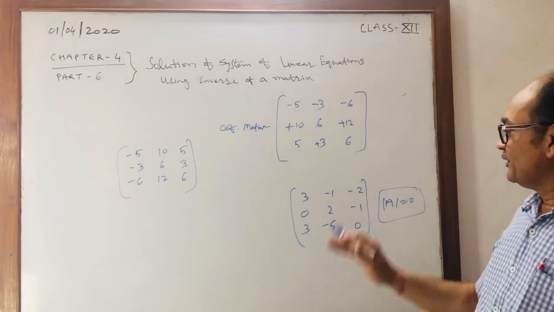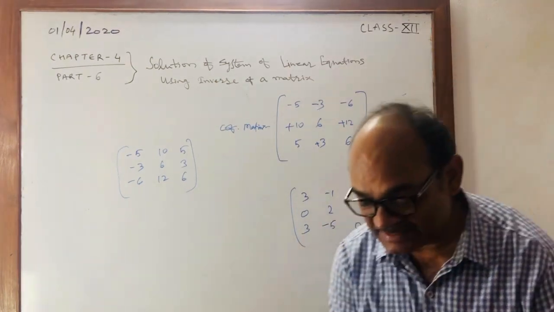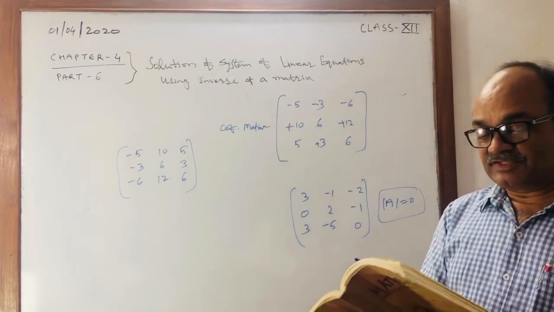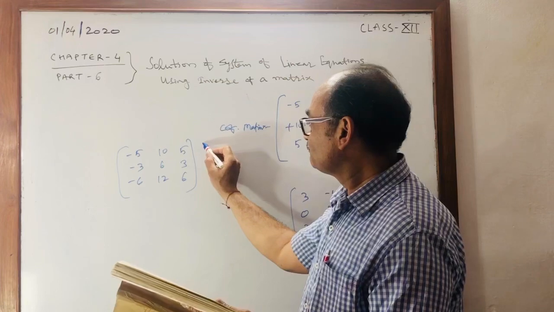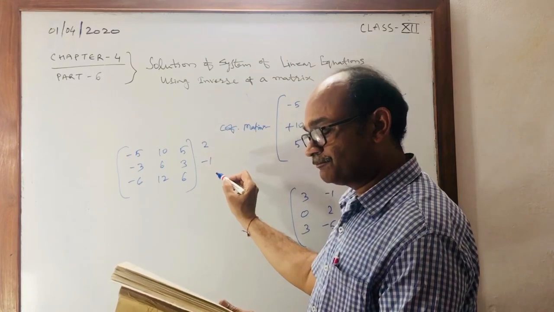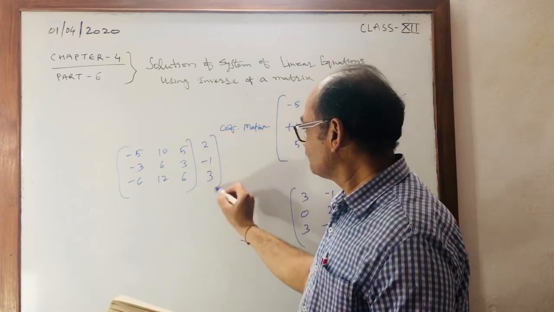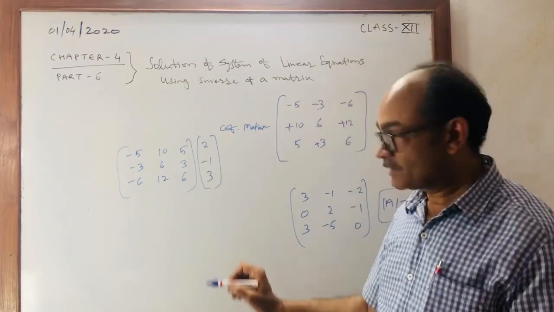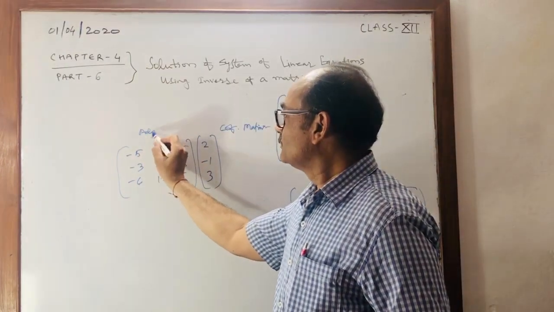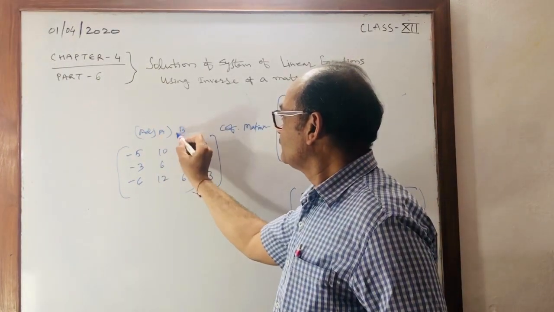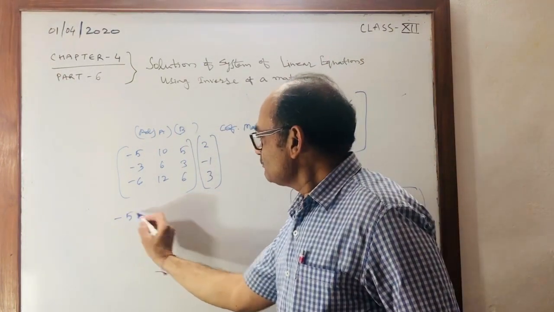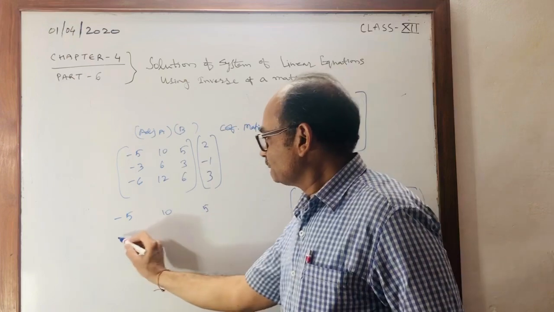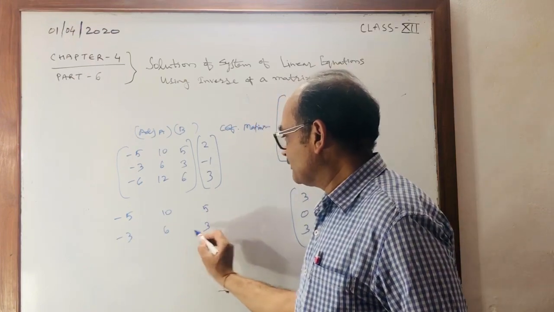Adjoint of A into B, and B of this question is 2, minus 1, 3. We want to test adjoint of A into B. So multiply. One column, it means we have to write only one time. Simple multiplication.